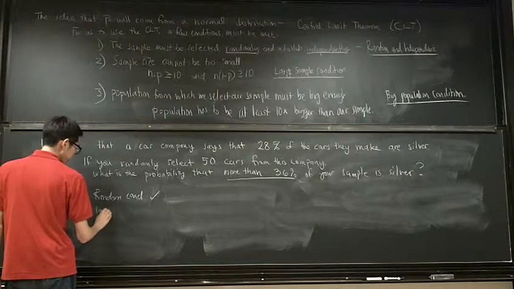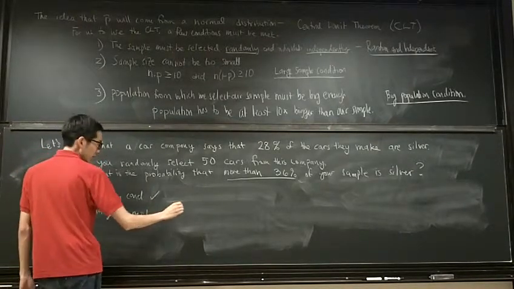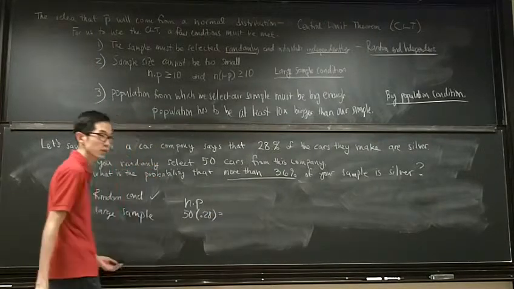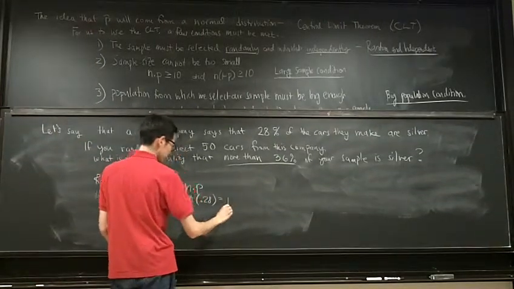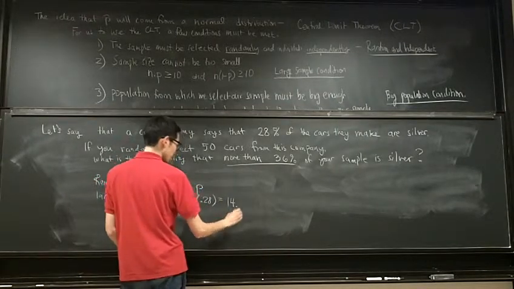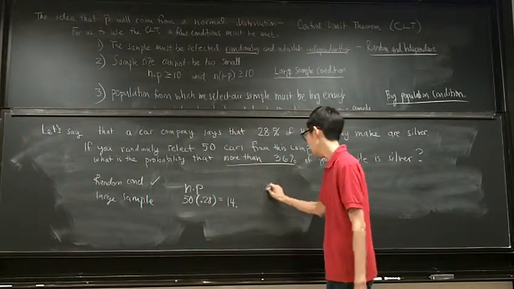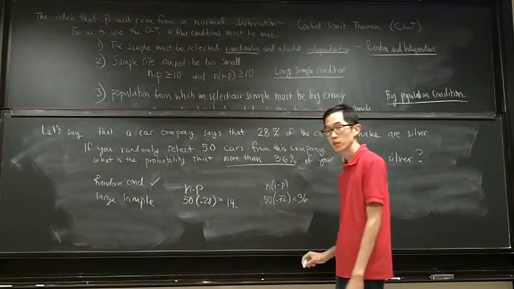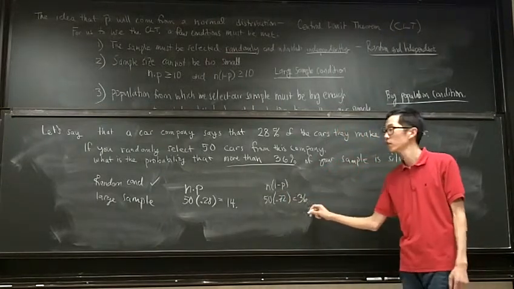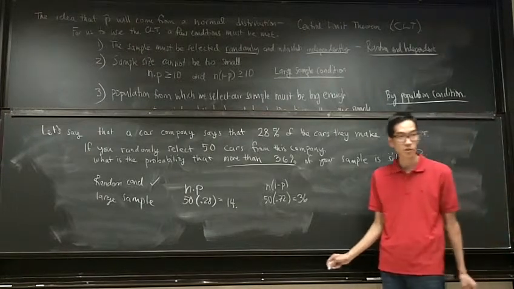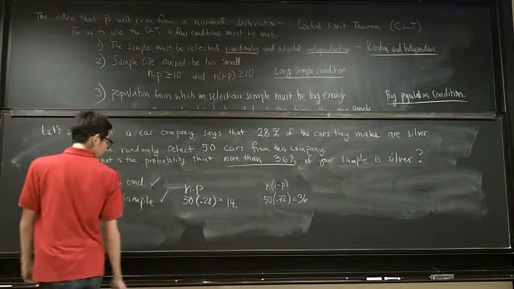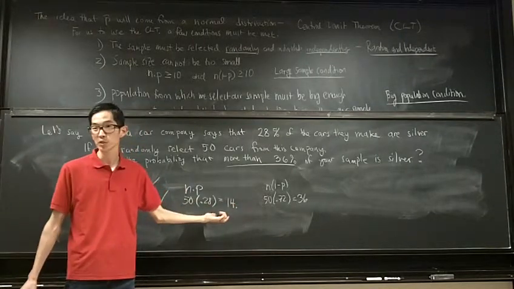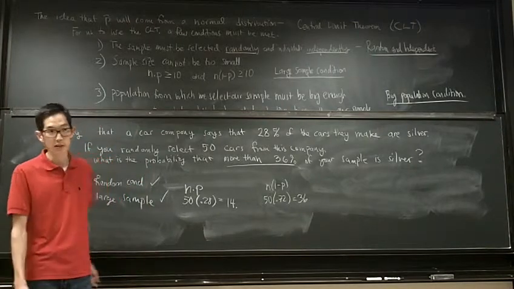So, large sample. I have to do n times p, which in this case is 50 times 0.28. What does that equal? 14. Great. And then n times 1 minus p, that's 50 times 0.72, which is equal to 36. This is bigger than 10, and this is bigger than 10. So my large sample condition is good. The large sample condition is met because n times p gives me 14, which is bigger than 10, and n times 1 minus p is 36, also bigger than 10.